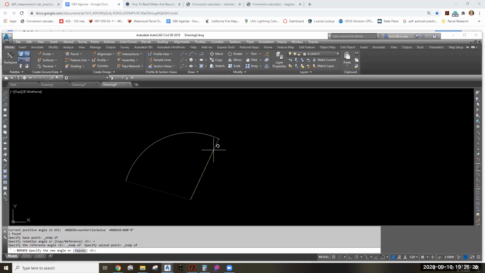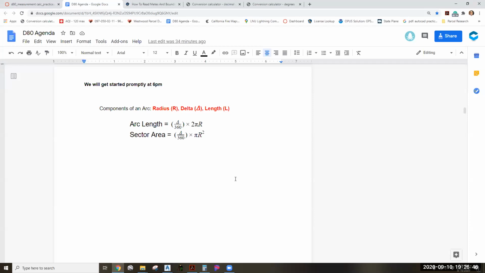So every arc that you see on a map has to have those three components. If it doesn't, you should be able to calculate it. So I'm going to show you how to do that. Sometimes, for whatever reason, land surveyors get lazy or the map makers get lazy and they don't give us all the information that we need to draw it. So I'm going to give you this information right now.